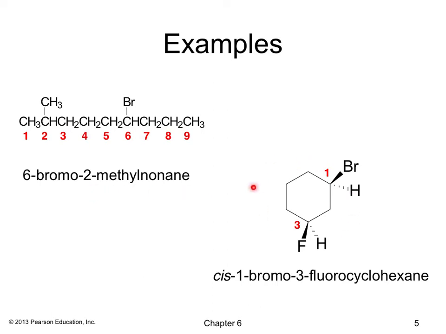Here's a cyclohexane, and in this case it would be 1-bromo-3-fluoro, and they're on the same side, right? They're coming out, so it'd be cis-1-bromo-3-fluorocyclohexane.